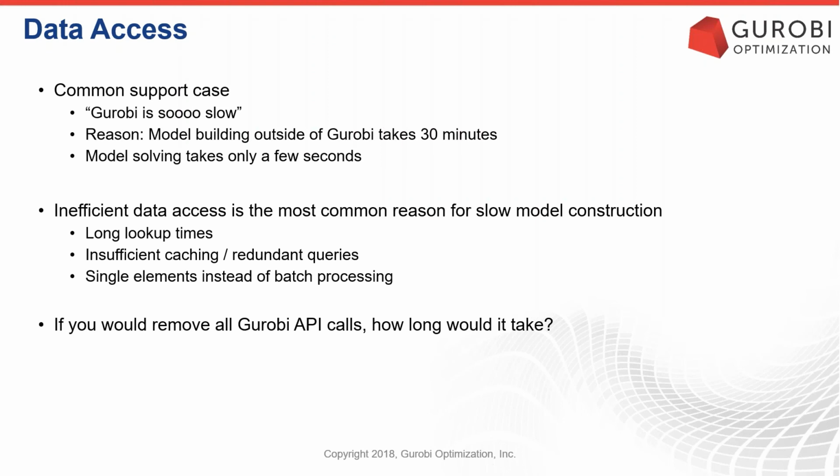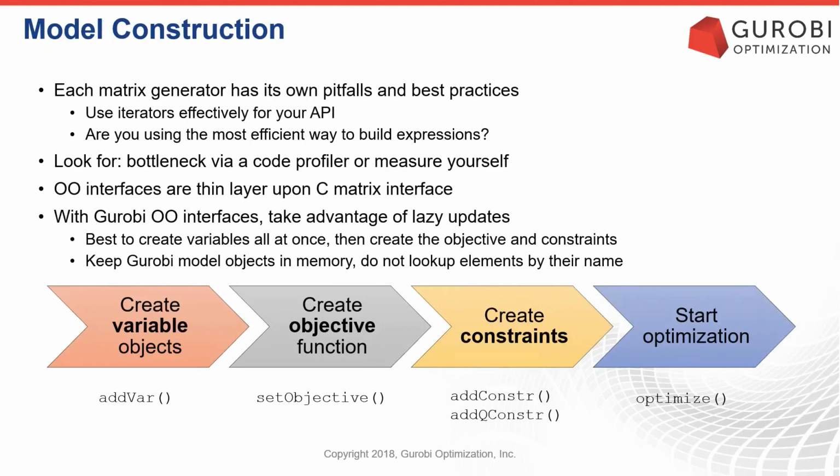Once you found a way to do this in an efficient way, the next step is, of course, the model construction. And Gurobi has many different APIs, and we say each matrix generator has its own pitfalls and best practices. So the question is, are you using the most efficient way to build expressions? If you build models, usually what you do is you build not only the objective function, but a lot of constraints, and you build the left-hand side, and it means you build most of the time linear expressions. And you can do this in an efficient or in a less efficient way.